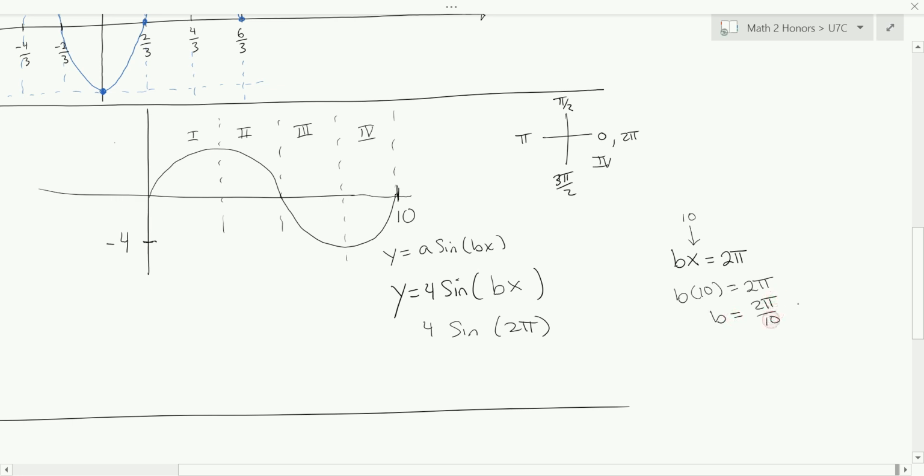Always reduce your fractions for these kinds of things. So we got pi over 5. And so now I can write my final equation. y equals 4 times the sine of pi over 5 x. And that is the equation of that curve.